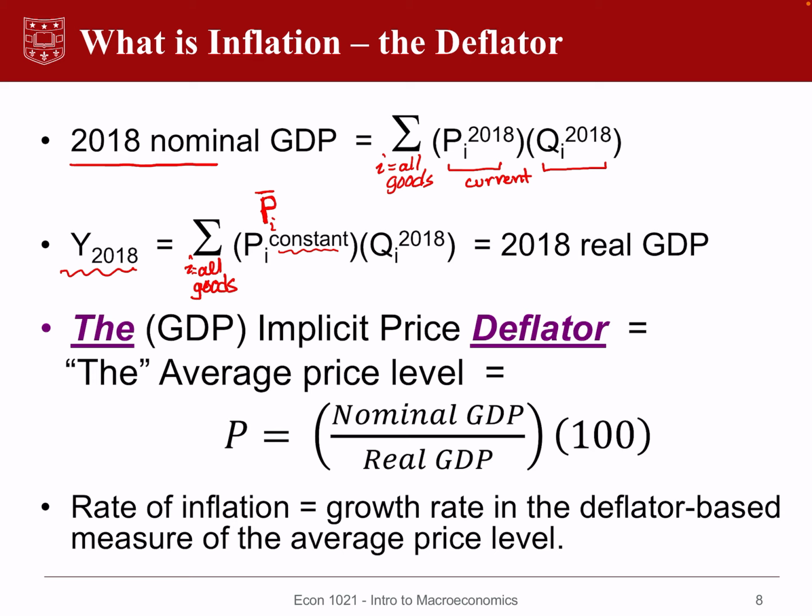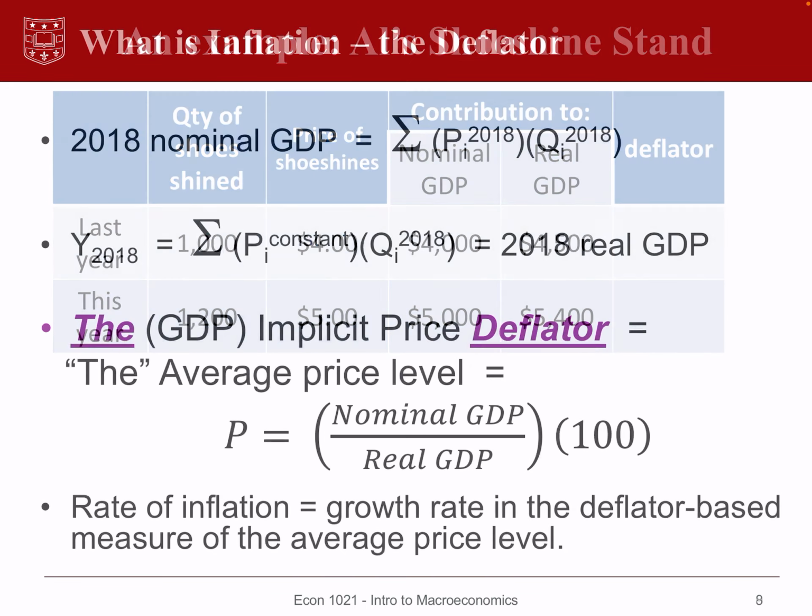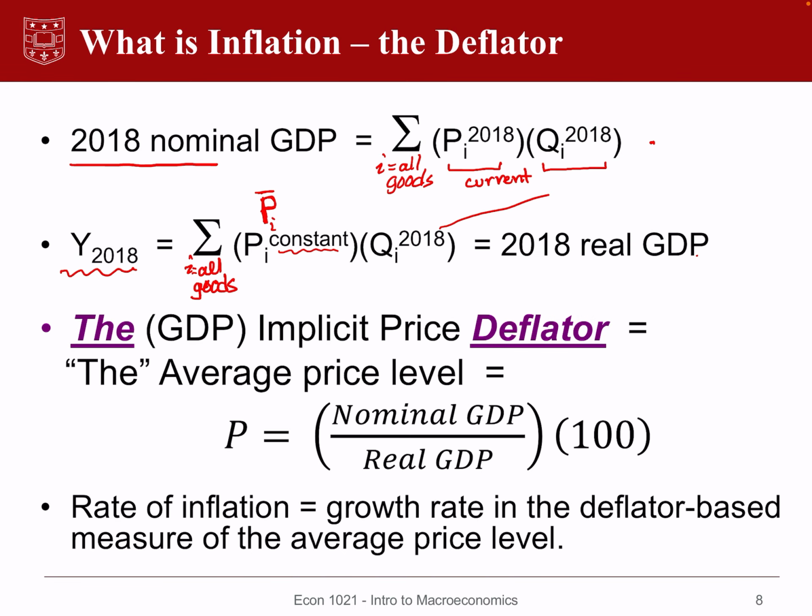So what we can observe is that if there is a difference between nominal GDP and real GDP, because the quantities are the same, right? We're not changing that. The only reason that there would be a difference in nominal GDP and real GDP is if there is a difference between the current prices in 2018 and the average prices that we were using.